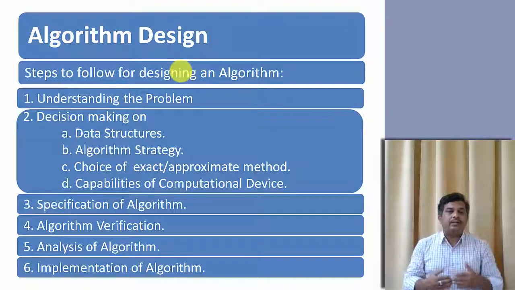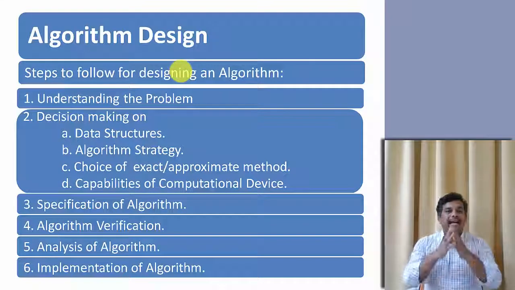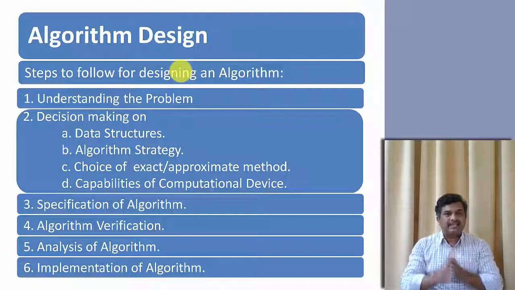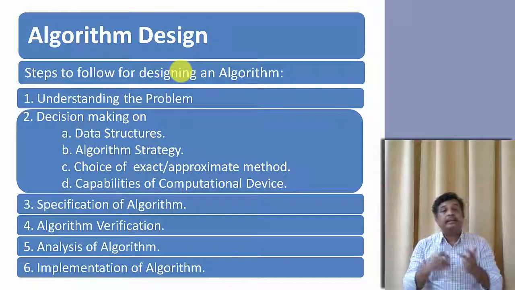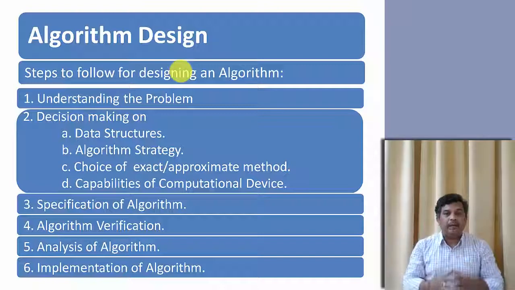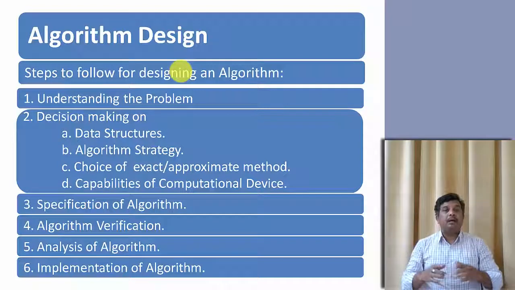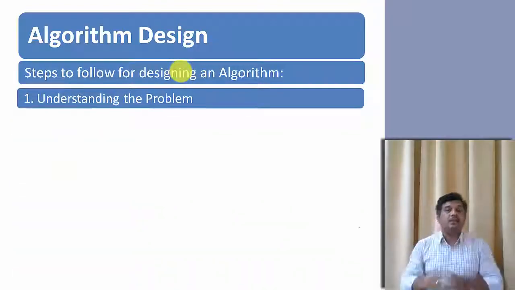Now let us discuss the steps that we generally follow to design an algorithm. So the basic steps are understanding the problem, decision making. The decision making can be on the data structure, the algorithm strategy, choice of exact or approximate method, capability of computational devices, then specification of the algorithm, algorithm verification, analysis of the algorithm, and implementation of the algorithm. Let us try to discuss these one after another.